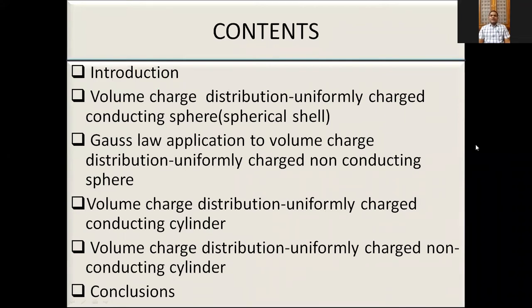In the present lecture, I am going to talk about the contents: introduction, volume charge distribution in the case of a uniformly charged conducting sphere or spherical shell. Then we will discuss the application of Gauss law in the case of a uniformly charged non-conducting sphere. Then Gauss law application for a uniformly charged conducting cylinder. Lastly, we will see volume charge distribution for a uniformly charged non-conducting cylinder, and the summary of the contents.